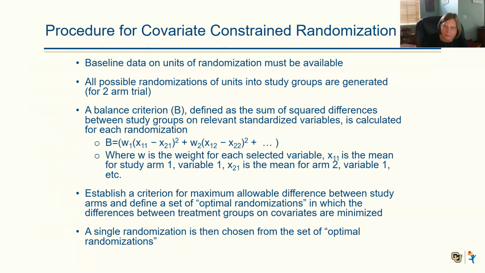Then the next step is to establish a criterion for the maximum allowable differences between the study arms, and define a set of optimal randomizations in which there's an acceptable amount of difference between the study arms. And from that set, you choose the final single randomization.